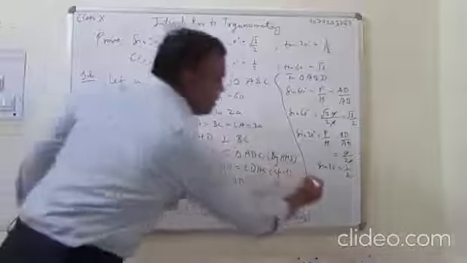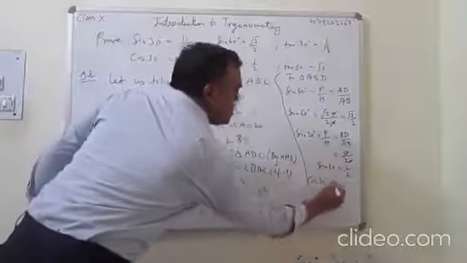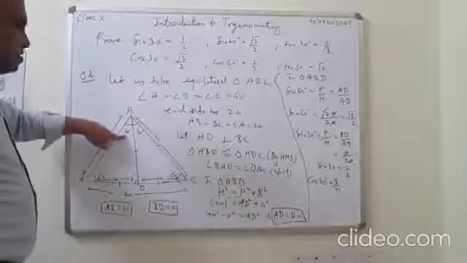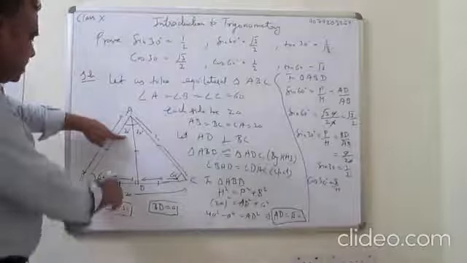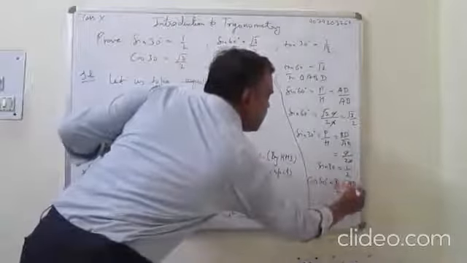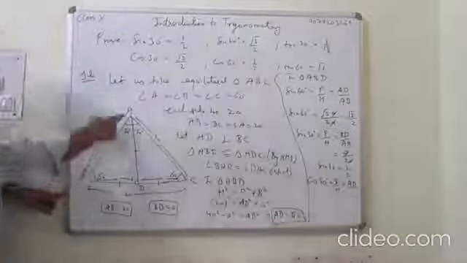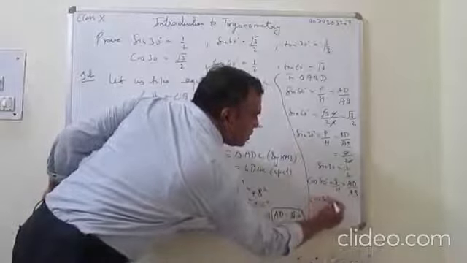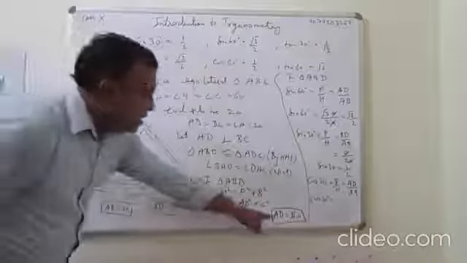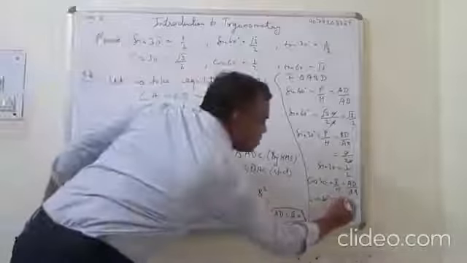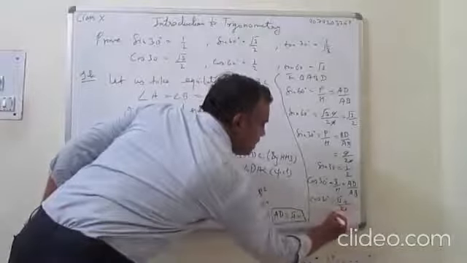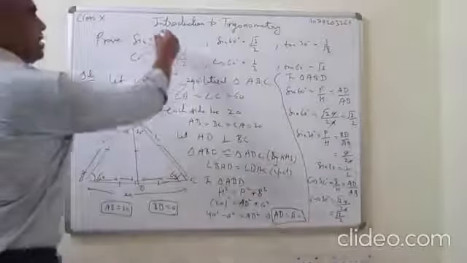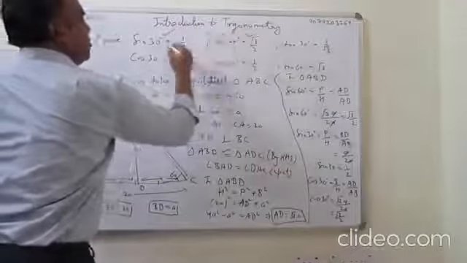Now I will calculate cos 30, that is base upon hypotenuse. If I take 30 this, what is base? Base is AD and hypotenuse is AB. So cos 30 is equal to AD is root 3A and AB is 2A. This is cancelled out. So this is root 3 upon 2. So we calculated sin 30, sin 60, cos 30.